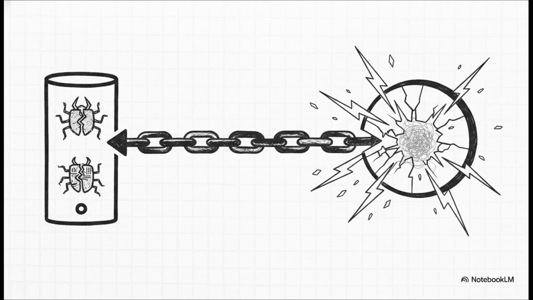This establishes the immediate, severe pain point. These AI tools that are meant to speed up development can actually open up catastrophic doorways right into your network.